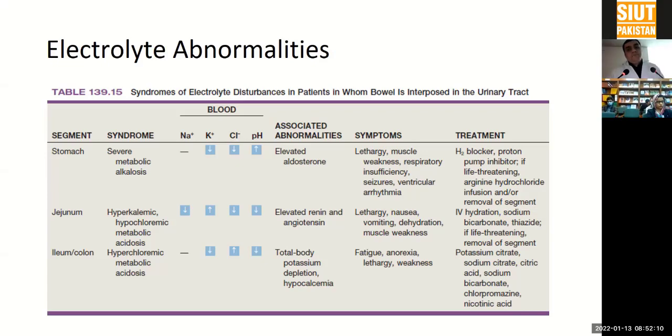The treatment of choice for non-severe cases includes the H2 blockers and proton pump inhibitors. And in life-threatening cases, arginine hydrochloride infusion can be given.